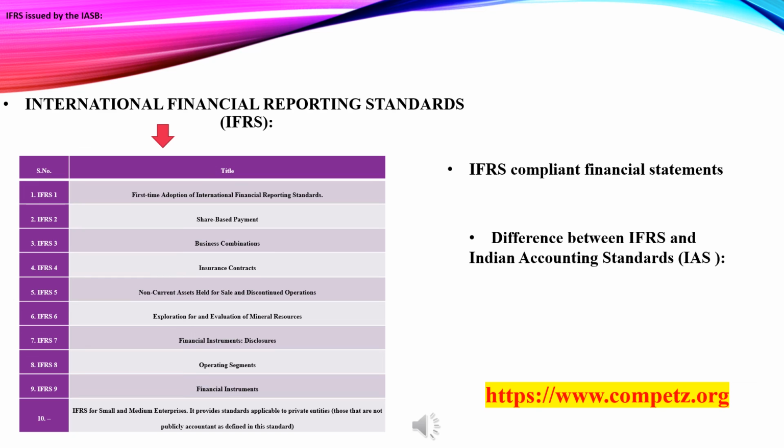Now we will see the next topic: IFRS Compliant Financial Statements. What do IFRS need to comply with? There are five. First is the statement of the financial position of an enterprise. Second comes the comprehensive income statement. Third comes the statement of changes in equity. The fourth comes the statement of cash flow. And the fifth is the notes and the summary of accounting policies.